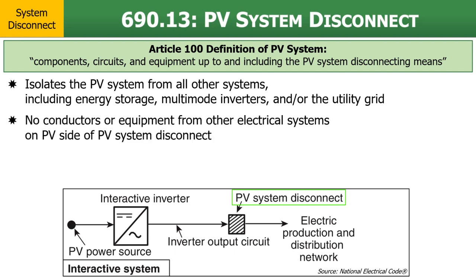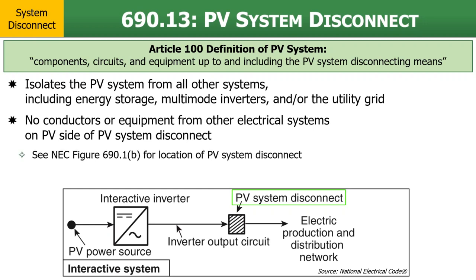Now, no other systems, conductors, parts, or pieces can be in the PV system. We can't mix things that are not part of the PV system in, say, a gutter that is part of the PV system. You can't run circuits for a lighting load through that gutter if that is part of the PV system and on the PV side of the PV system disconnect. So that is really the delineation of where the PV system is versus everything else.